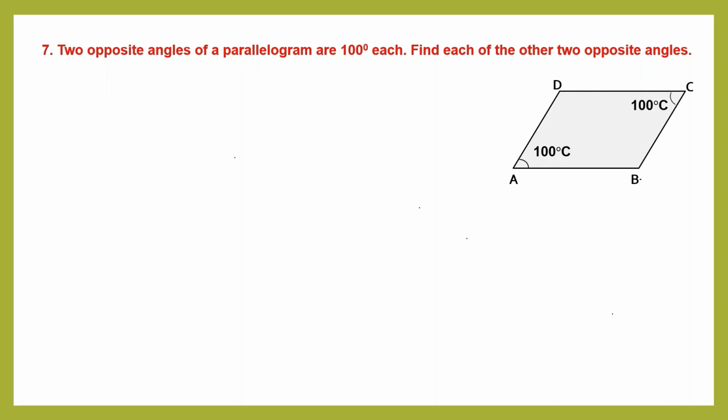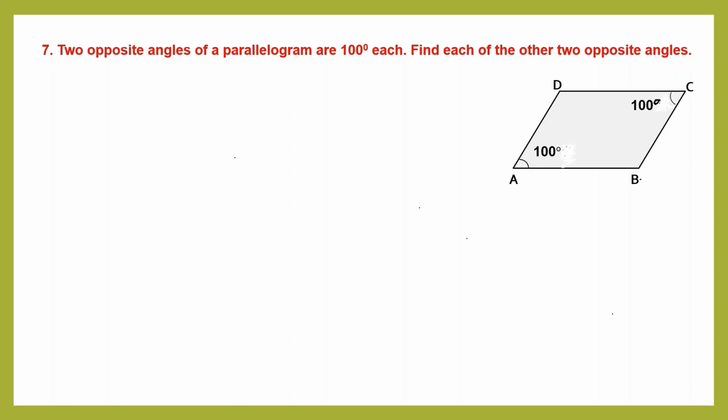Next question, question 7. Two opposite angles of a parallelogram are 100 degrees each. Find each of the other two opposite angles. Okay, now here two opposite angles are 100 degrees and 100 degrees. Now, what is a parallelogram? It is a quadrilateral in which both the pairs of opposite sides are parallel. So here both will be parallel to each other. Now there are some properties here.